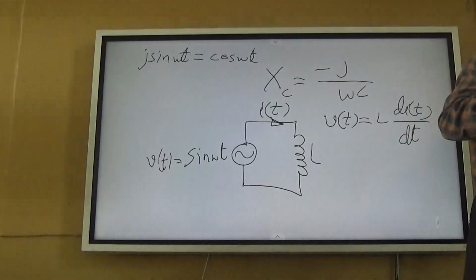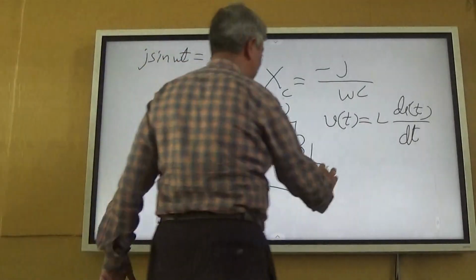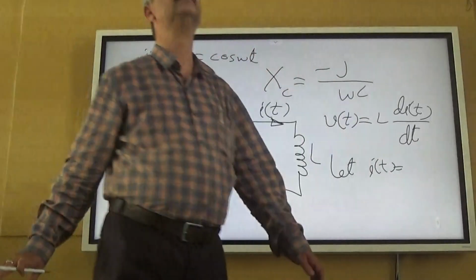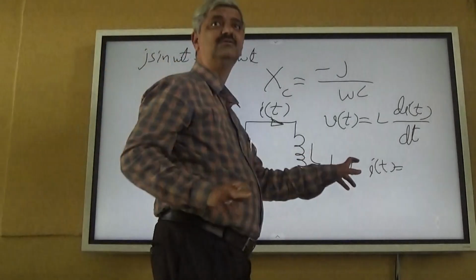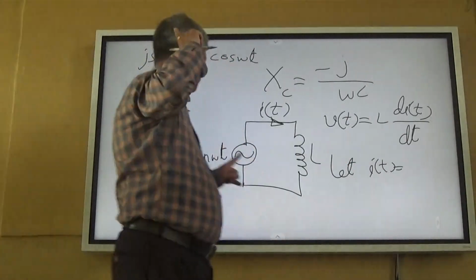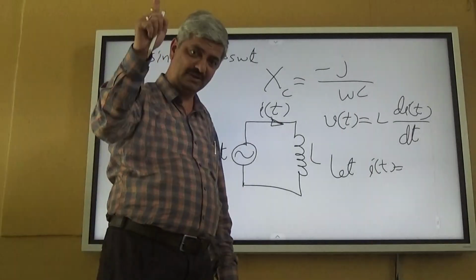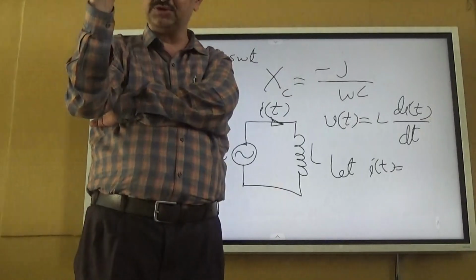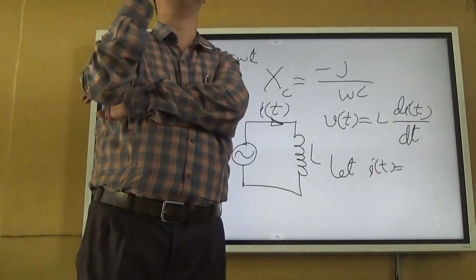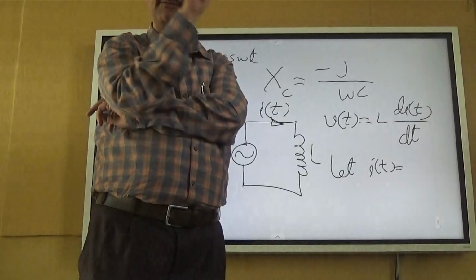Let IT be equal to... we have to find IT, right? When VT is sin omega t, IT will be sinusoidal with the same frequency, something like sin of omega t plus something. So A sin(omega t plus phi), where A is amplitude and phi is phase, and both A and phi are real.